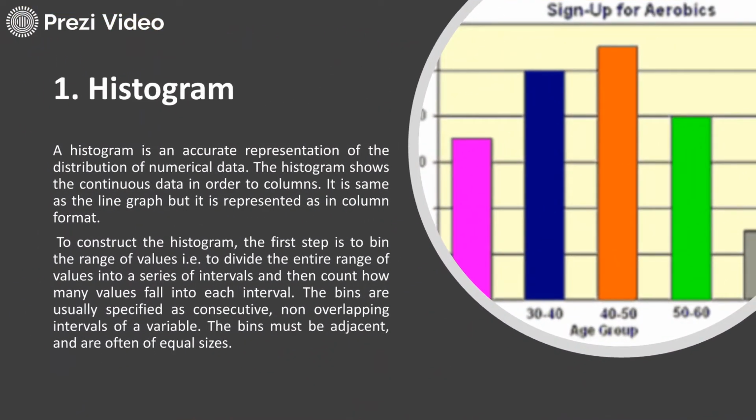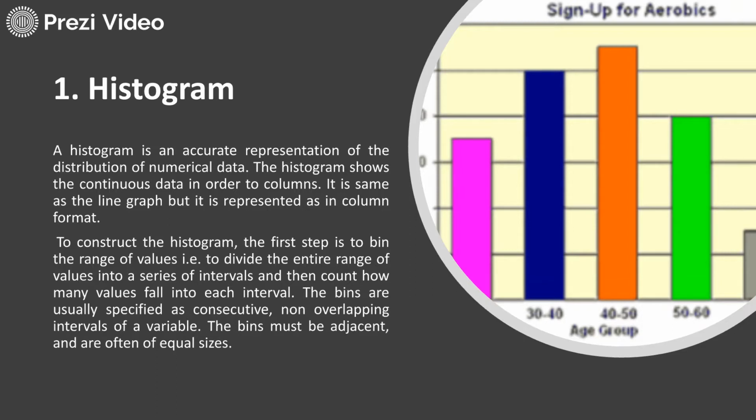Histograms are basically a bar sort of graph which provides an accurate representation of the distribution of the data. In statistics we have several data and we need to categorize, interpret and analyze the data. It shows continuous data in the form of columns, as you can see. It is the same as the line graph but represented as columns. Here we have adequate numbers of intervals whereby we classify the data.